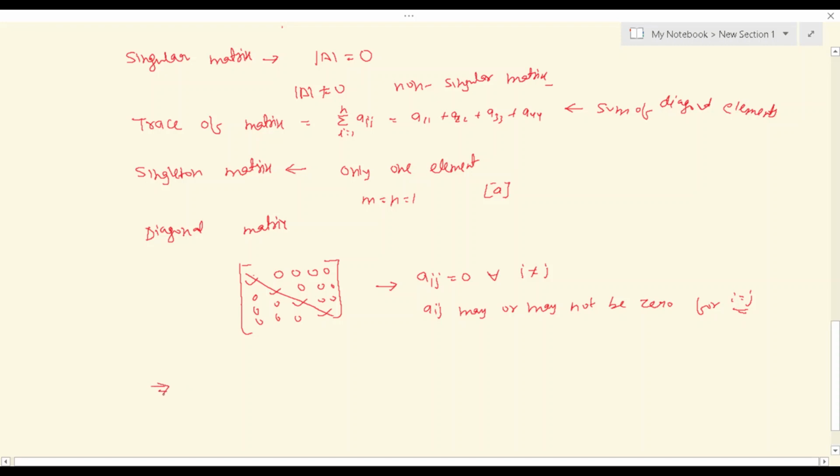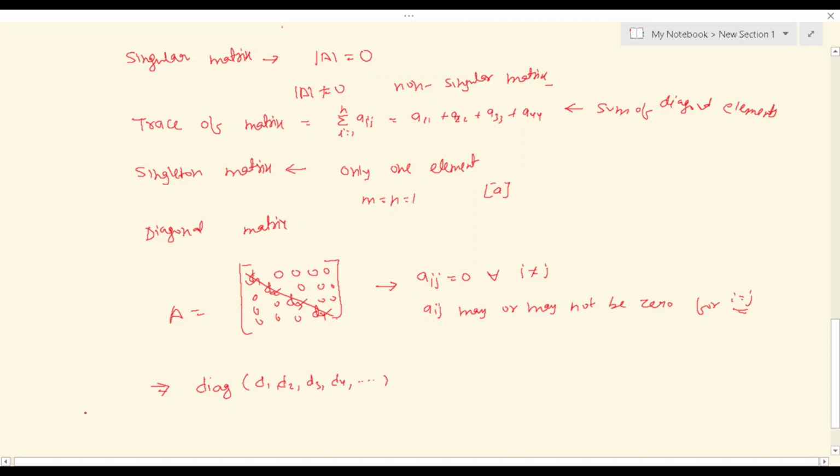Okay, we can denote this diagonal matrix in some other way. Suppose these elements were d1, d2, d3, d4 and so on, so we can represent this matrix as diag(d1, d2, d3, d4) and so on.